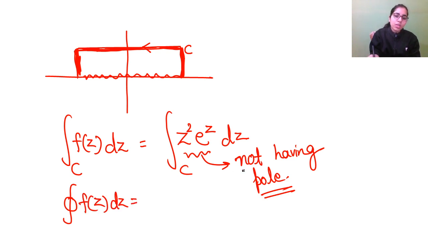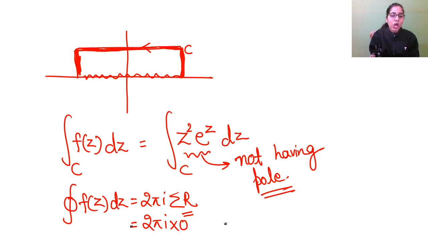But since there is no pole, it means no residue. So as per Cauchy's residue theorem, the integral is 2 pi iota into the sum of residues at the poles which are existing within the contour. Clear? So R, the residue, will be 0 because no pole is existing there.